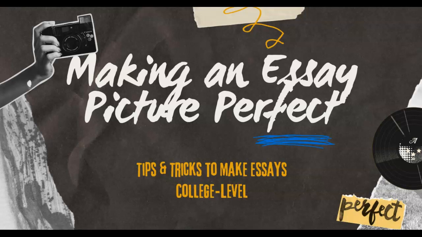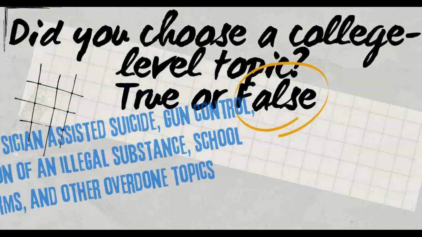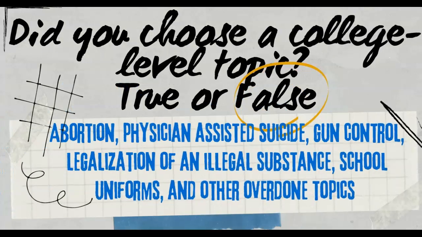Tips and tricks to make essays college level. The first thing you'll want to think about is topics. A lot of times when people get to college, they're used to doing topics that are very common when they were in middle school and high school, such as discussions of pro or con abortion, you're for or against physician assisted suicide, gun control, legalization of things like marijuana, school uniforms, and other overdone topics.